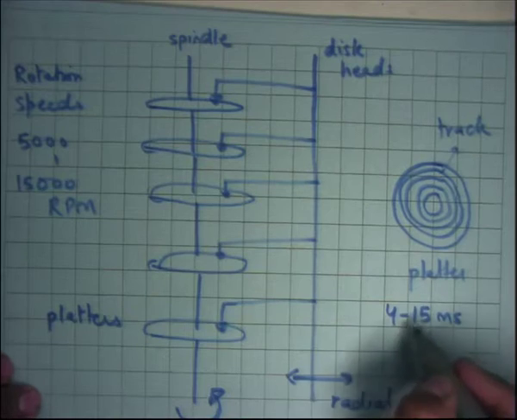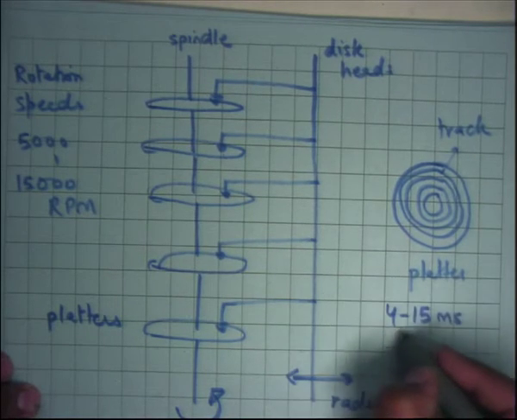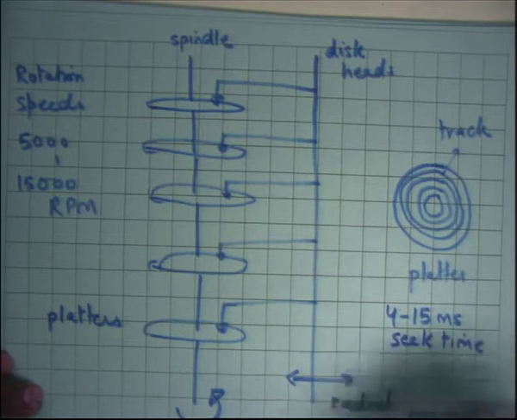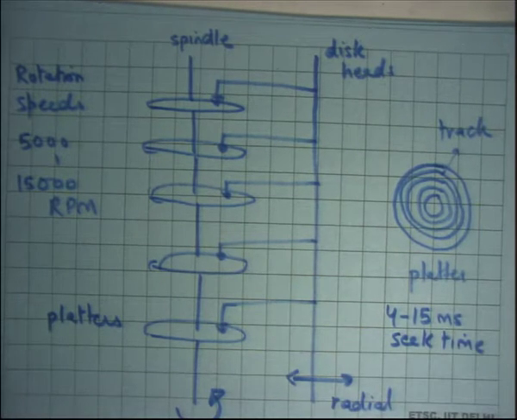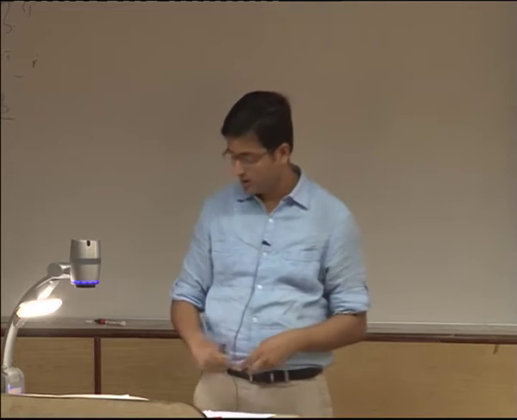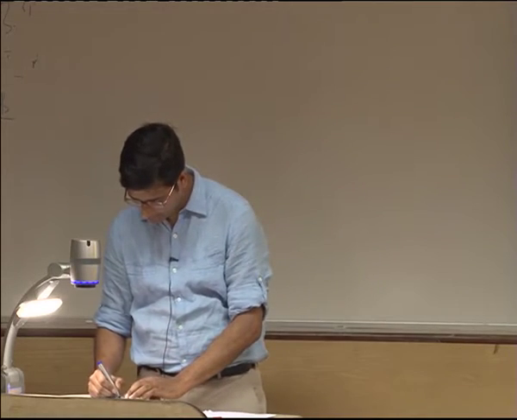So this radial movement is also called the seek time. The time it takes to reach the correct track through the radial movement of the head is also called the seek time of that head. And once you are on the track, the time it takes to actually reach the data you were interested in is called the rotational latency.